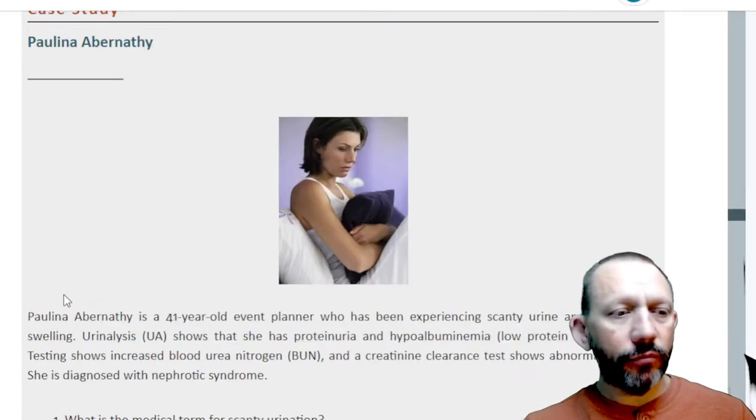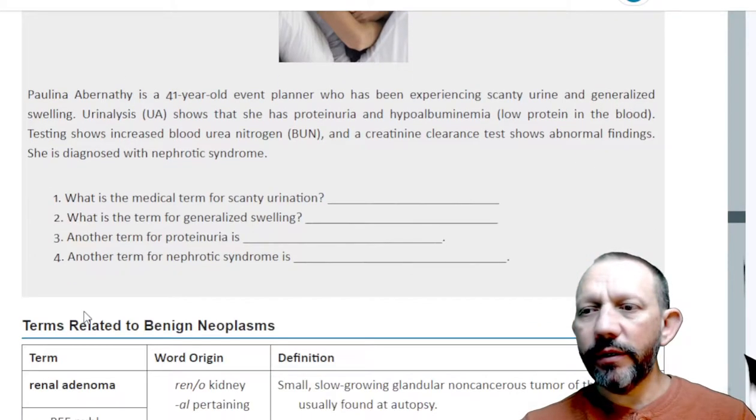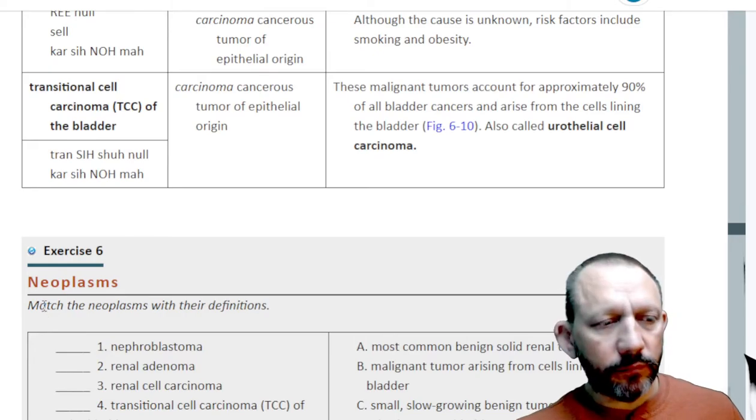Okay, renal. Oh, the cat is hitting buttons. Sorry about that.